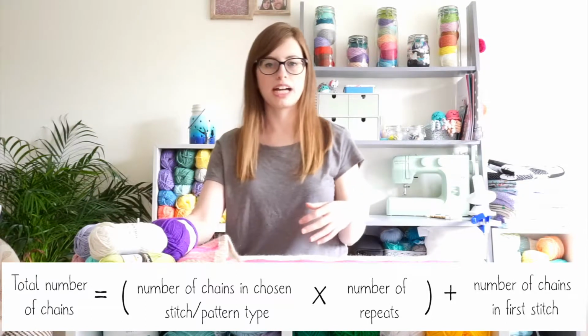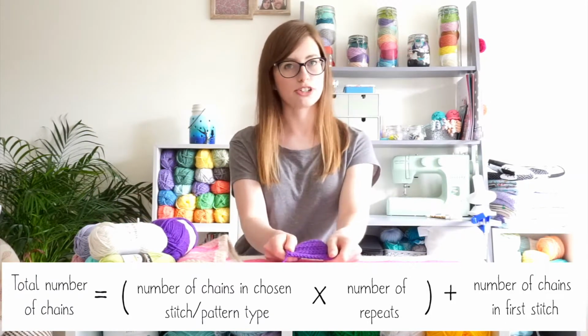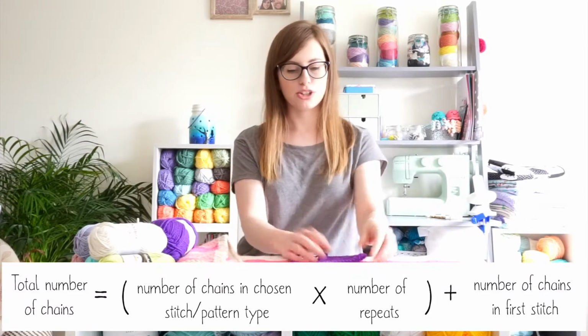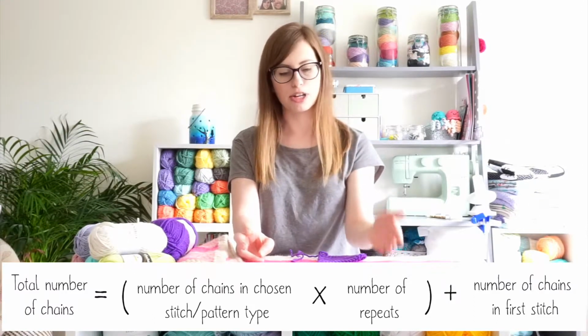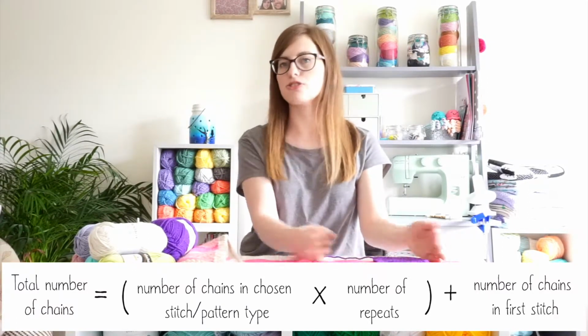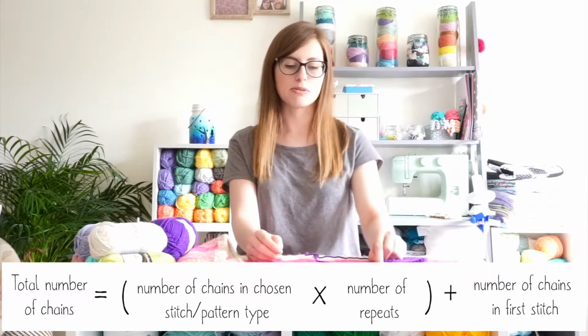If, for example, we had something like a treble crochet, the treble crochet only has a single treble per chain. So in terms of our repeat, it would only be a repeat of 1. So in this case, we could have a repeat of 100 stitches, and then again we would add 3 for our very first stitch.